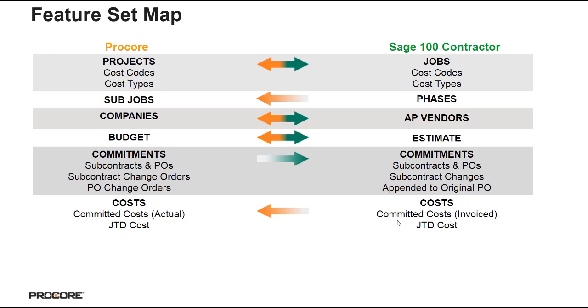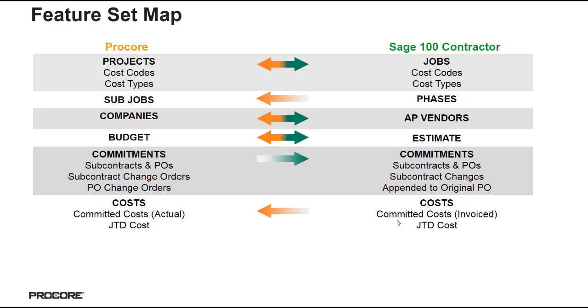Now, once your Sage vendor records are linked to company records in Procore, you can use those company records in Procore to create subcontracts and purchase orders that can then be pushed down to Sage. You may have noticed this feature does not show the arrow going the other way, as we only support commitments being pushed from Procore to Sage 100 Contractor. Commitment change orders will work in the same fashion as commitments. Commitment change orders are created in Procore and pushed over to Sage 100.